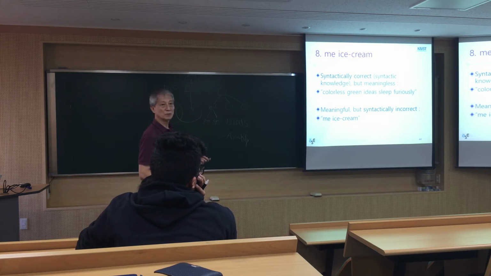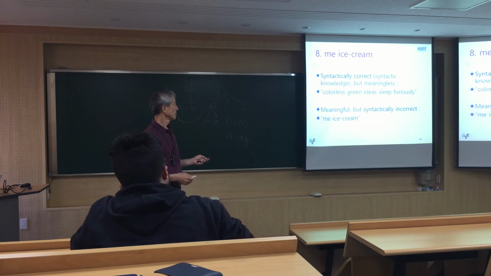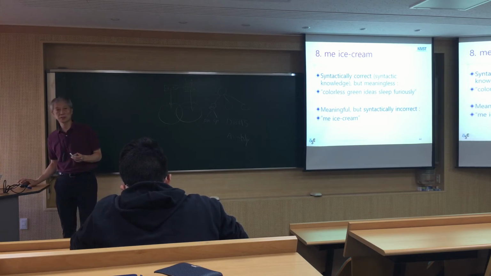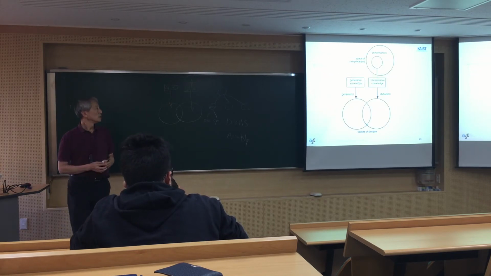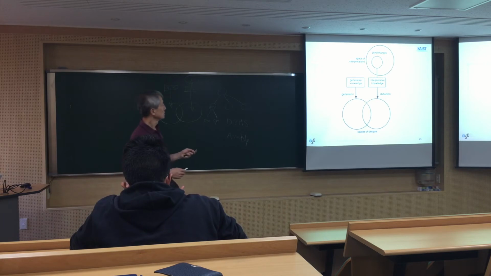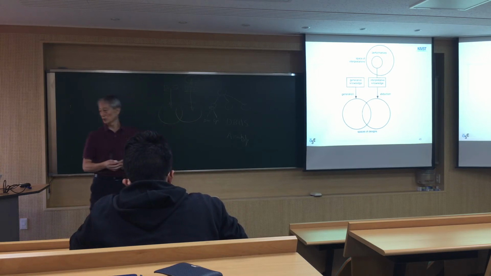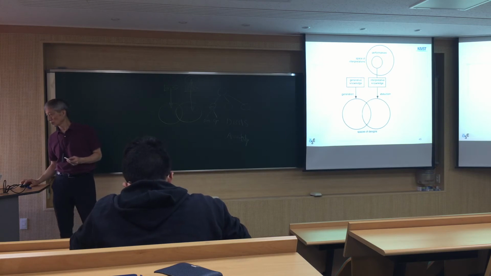So this is generative knowledge. We use just generative knowledge, but there is no meaning. This one is meaningful, but syntactically incorrect. So the intersection should be that way, so we can explain. Both knowledges are required. So "me ice cream" is in this way, and "colorless green" is in this way. We should find the intersection of both.